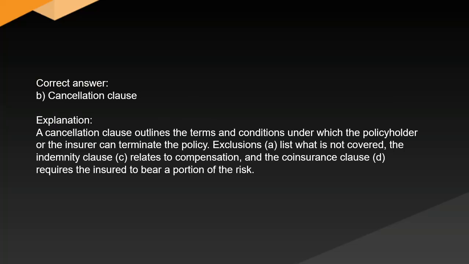Explanation. A cancellation clause outlines the terms and conditions under which the policyholder or the insurer can terminate the policy. Exclusions, A, lists what is not covered. The indemnity clause, C, relates to compensation. And the coinsurance clause, D, requires the insured to bear a portion of the risk.